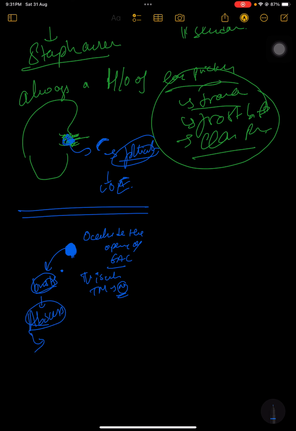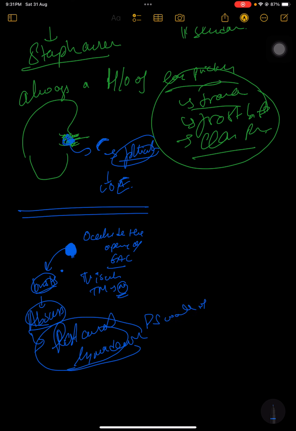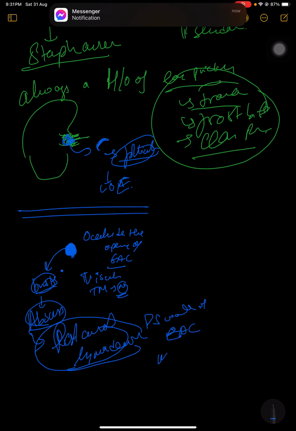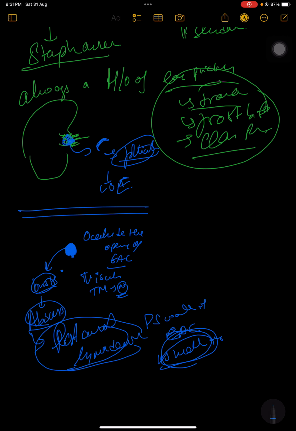And this can actually cause post auricular lymphadenopathy. So it can involve the post auricular lymph node, as well as the posterior superior wall of the EAC, and the post auricular groove might be obliterated.